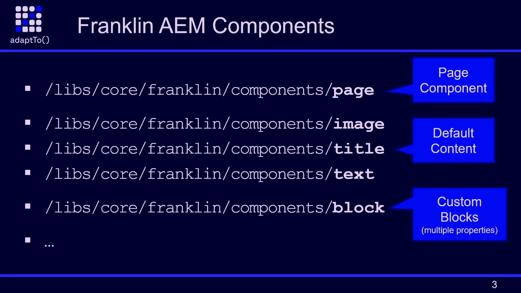But the first one is, for example, the page component. So each page you create will be based on this page component. There's a lot of stuff in it which generates the metadata in the HTML page and so on, and where the Sightly scripts, main Sightly scripts, are located. And then we have, for example, image, title, text components, which are just the basic default content components for the default stuff you add to your page.